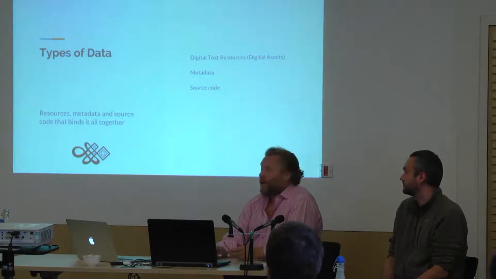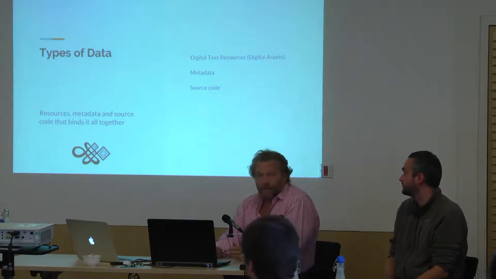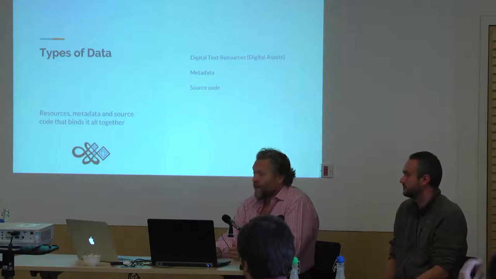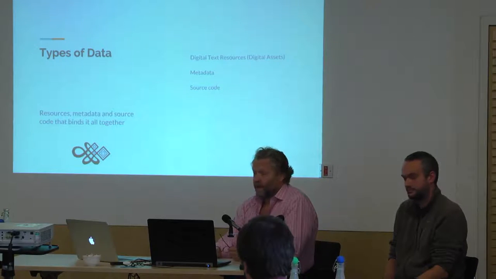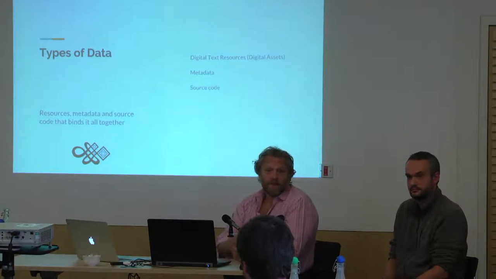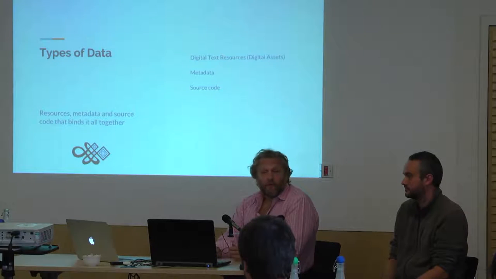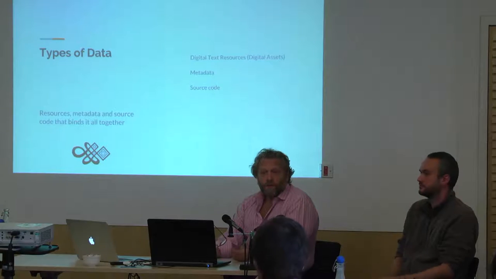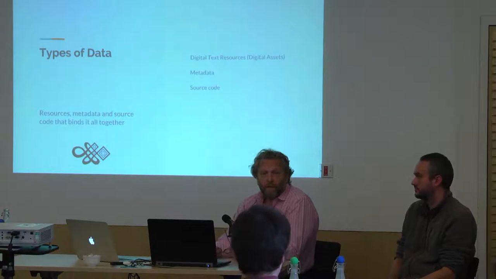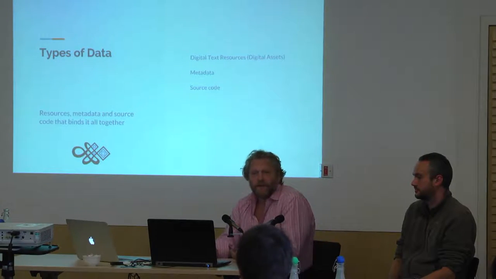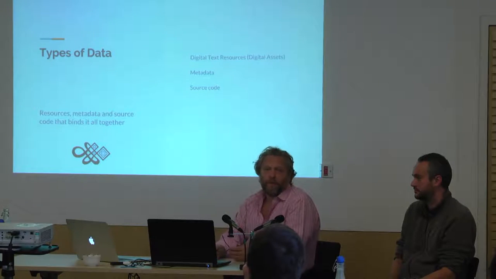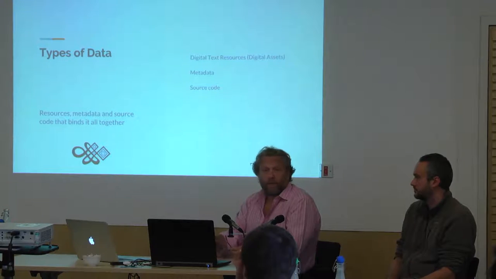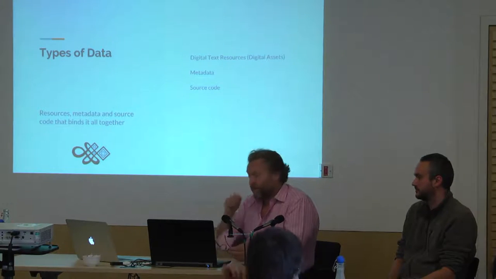What kinds of data are we talking about? Digital text resources, you could say digital assets. Those are the assets we're managing, and then metadata about those assets, and then source code. Ellie's going to talk about metadata and source code. Source code is actually where there are a lot of what are called business rules in software development, implemented in the software. They're not in the metadata. They're not in the resource that you're managing. They're implemented in the source code, so you have to keep track of that as well, and where those business rules are.